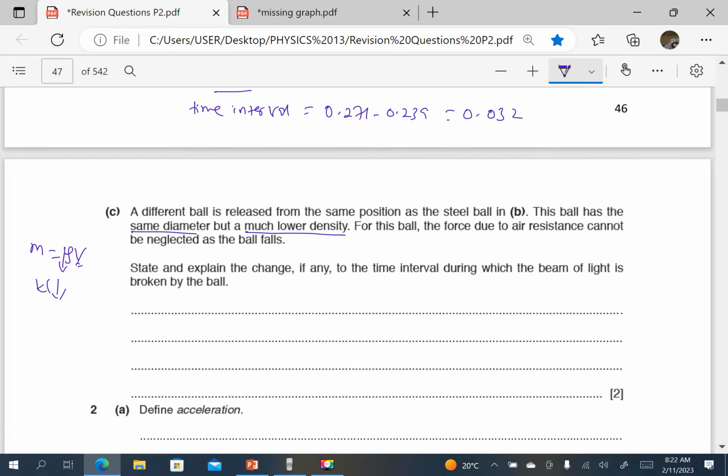I'm saying because the density is smaller, it means the mass has reduced, and it means the weight is now smaller. So the speed of a lower density ball is going to be less because of a greater air resistance. The speed of a low density ball is less, which means the average resultant force or acceleration is less.